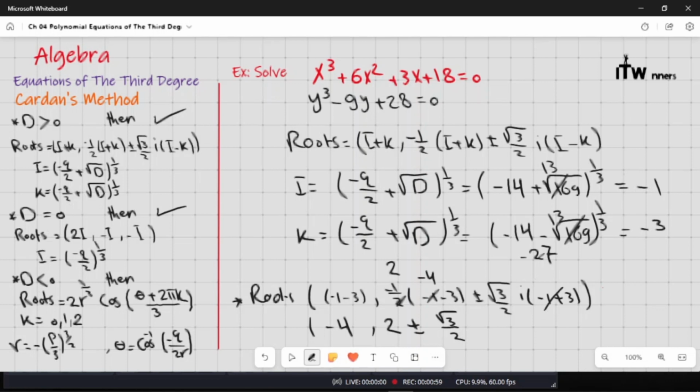This is equal to 2. Okay, it can be eliminated with that. So we have here square root of 3i. Okay, and these are our three roots of this equation. Okay, I hope this is clear, and let's move to another example.